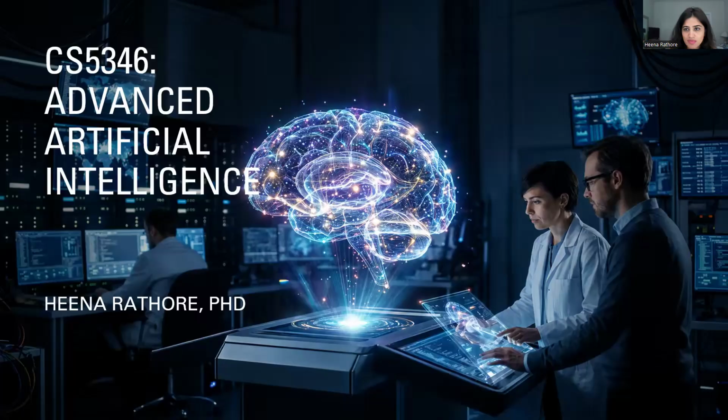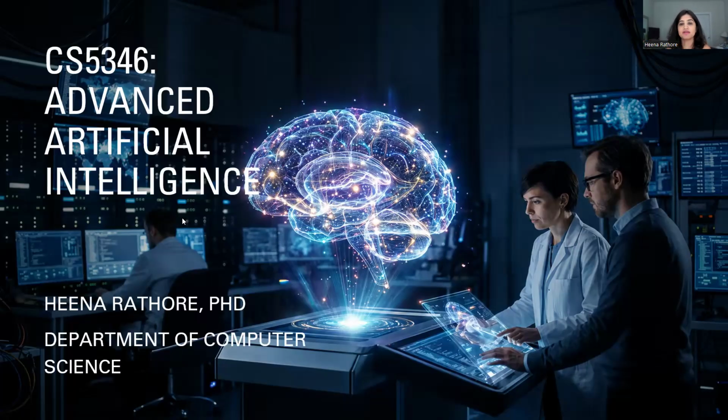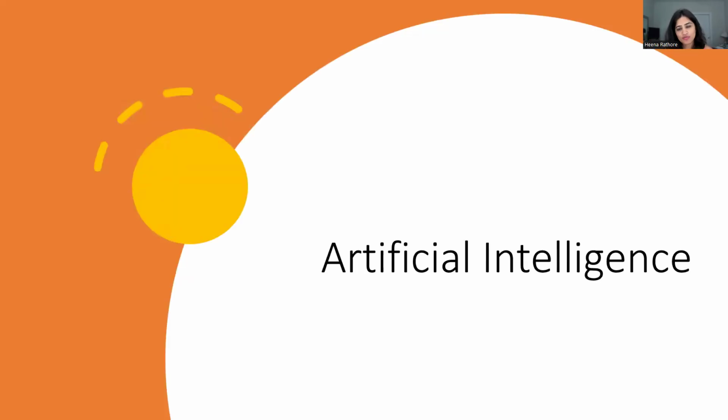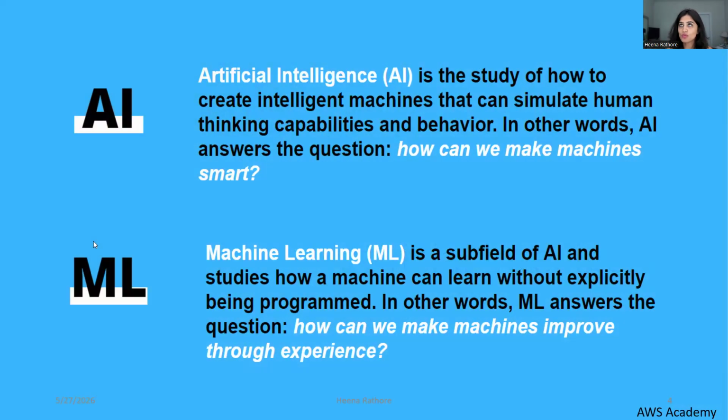So I'll start sharing my screen and let's talk about the very first agenda for this specific class. We will be talking about what is artificial intelligence, what's the difference between artificial intelligence and machine learning, and the types of machine learning algorithms. Some students do get confused between the differences between AI and ML.